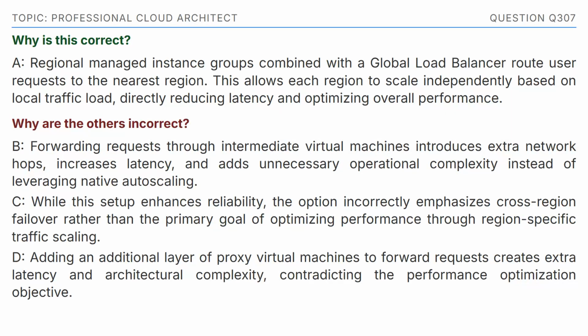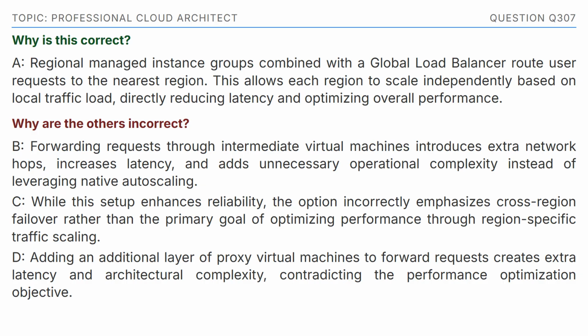Why is this correct? A. Regional managed instance groups combined with a global load balancer route user requests to the nearest region. This allows each region to scale independently based on local traffic load, directly reducing latency and optimizing overall performance. Why are the others incorrect?